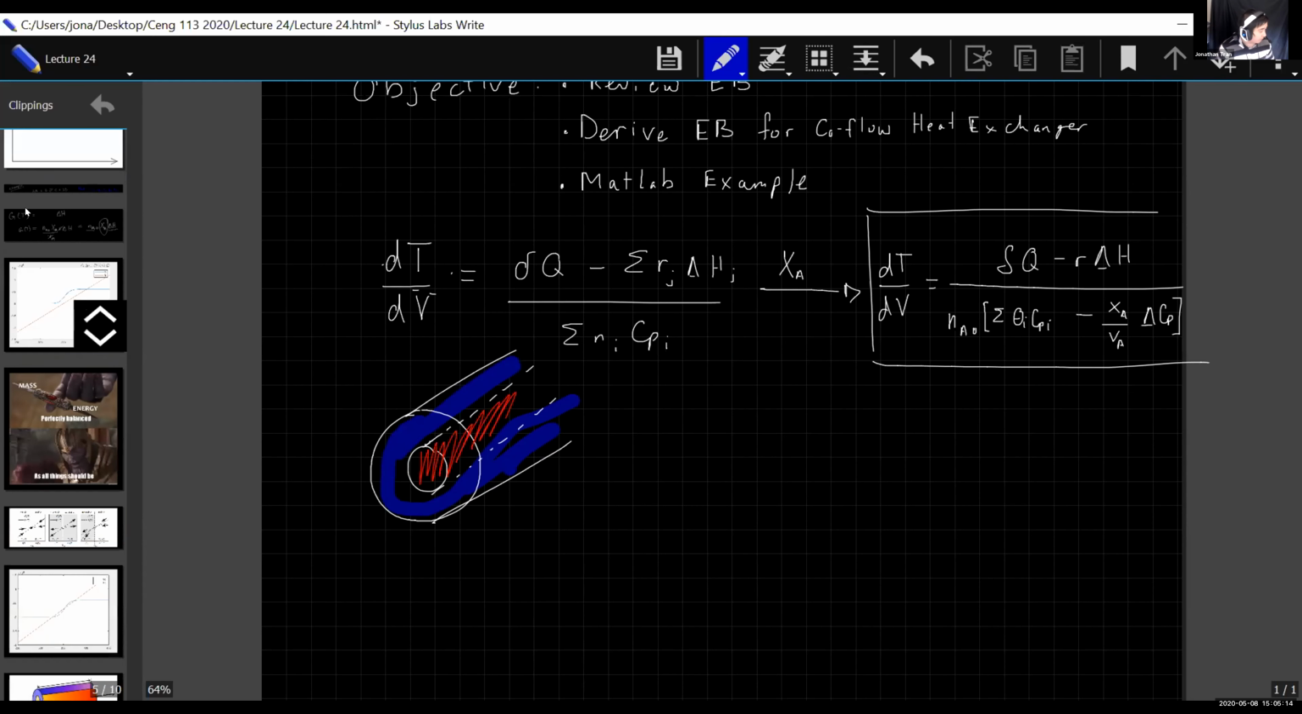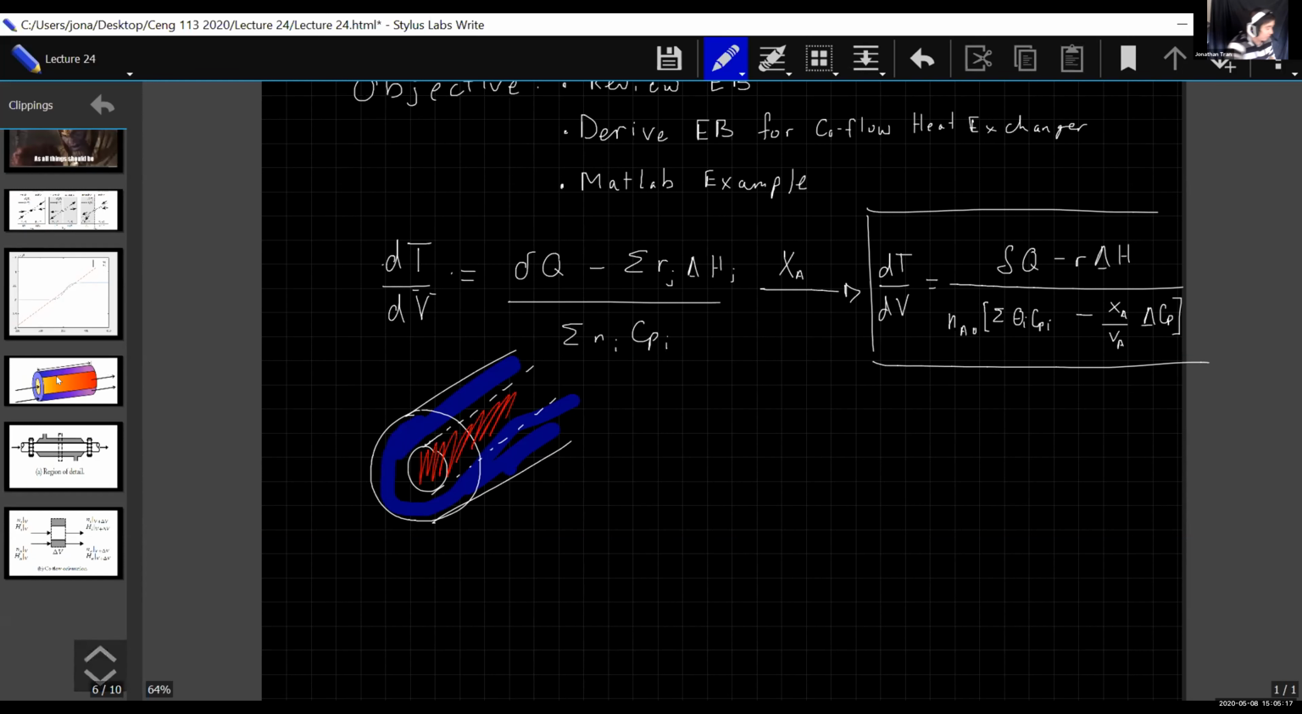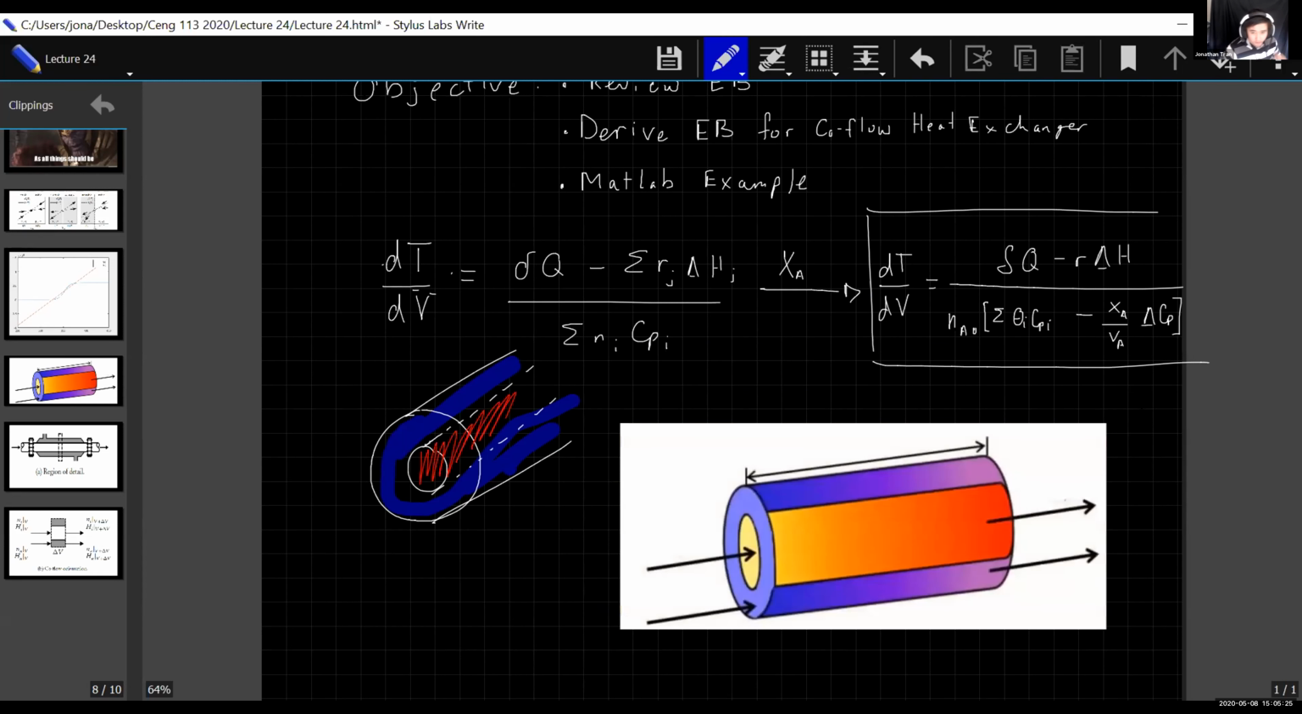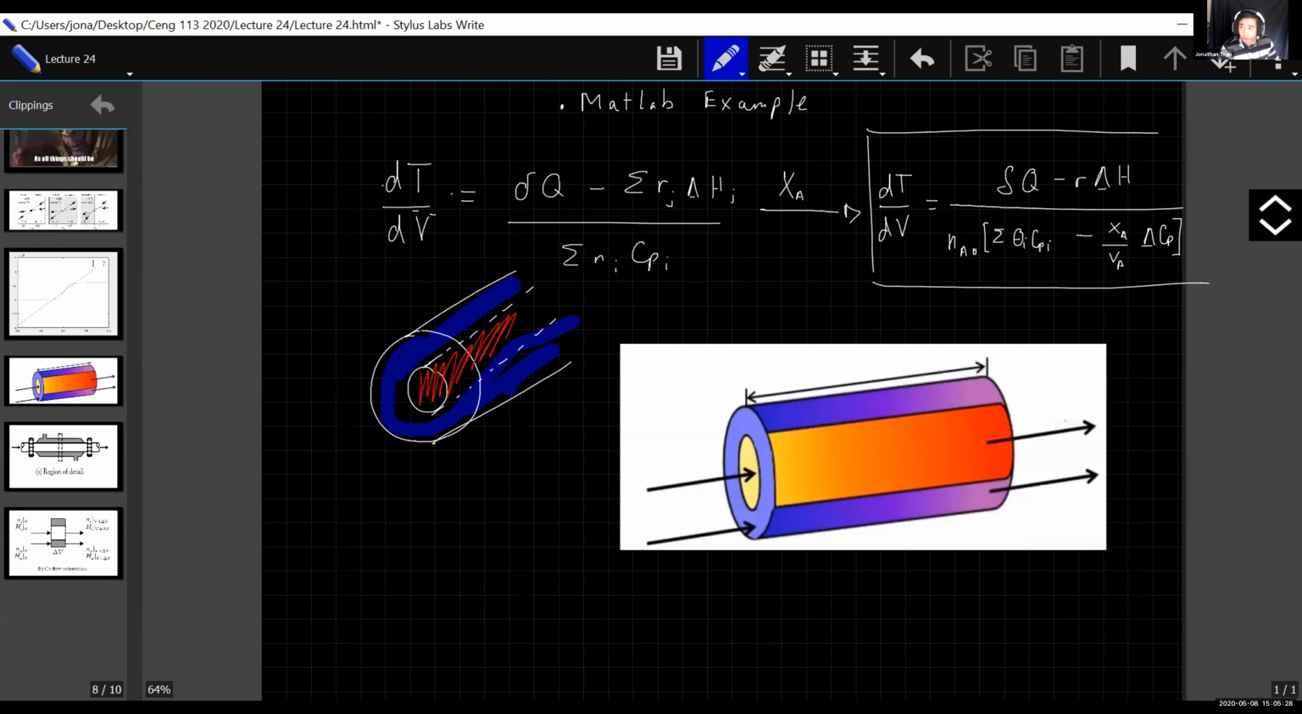And so probably a better way to show you what this looks like is to just show you a diagram, because I can't draw these very well. But basically, this is what a co-flow heat exchanger would look like. The difference between a co-flow or parallel flow heat exchanger is simply the direction of the flow in the utility fluid compared to the process fluid. So in this case, this inner tube here is the process fluid, and the outer tube is filled with our utility fluid. So in most cases, you're looking at water, steam, oil.